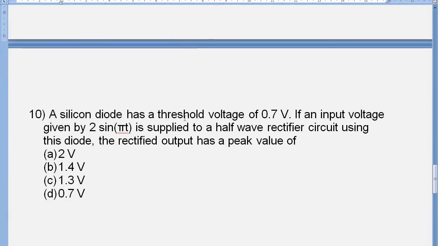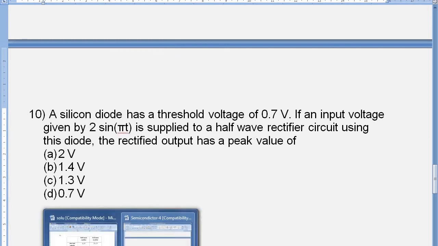A silicon diode has a threshold voltage of 0.7 volt. If an input voltage given by 2 sin pi t is applied to a half wave rectifier circuit using this diode, the rectified output has a peak value of. So we are given a silicon diode used as a half wave rectifier, and this is the input voltage. Threshold voltage means the minimum amount of voltage required for the diode to go into conduction. So this 0.7 is the minimum input voltage in forward bias mode to make it conduct.